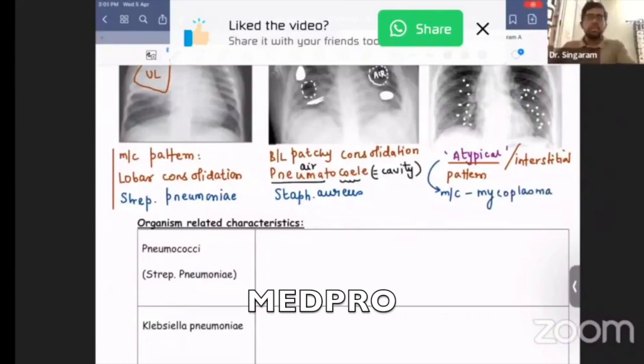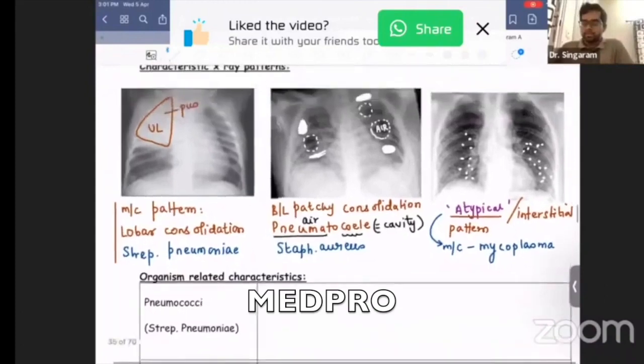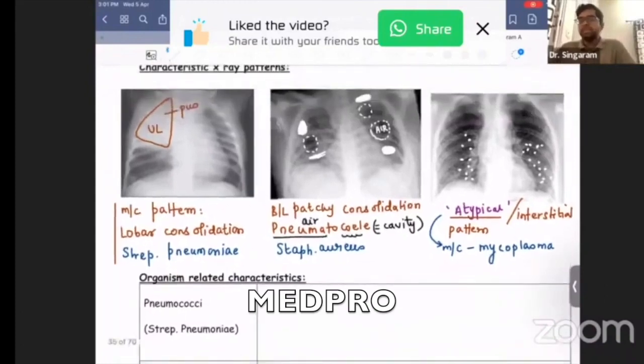So what I'm trying to tell here is, based on the X-ray features, we can get a clue as to what type of organism we may be encountering. So these three X-ray pictures should never be forgotten. Lobar consolidation, the most common overall pattern, very classical of Strep pneumoniae. Patchy consolidation, pneumatocele, very classical of Staph aureus. Interstitial pattern, very classical of atypical organisms like Mycoplasma. Please keep this in mind.